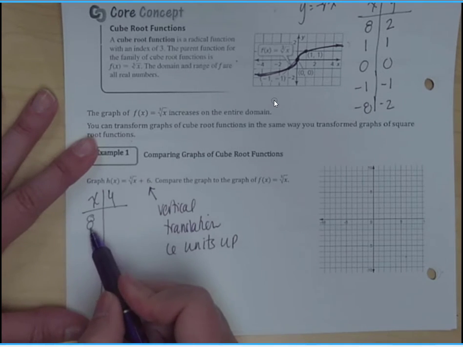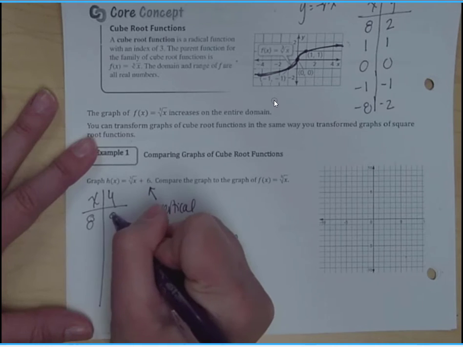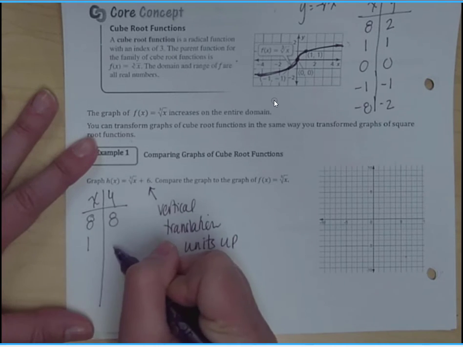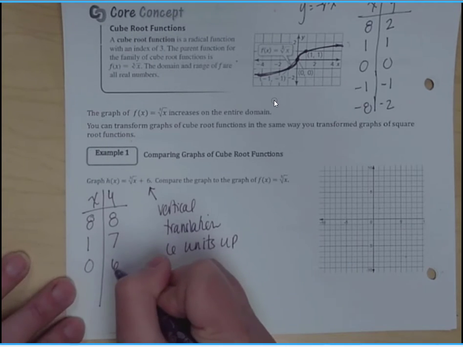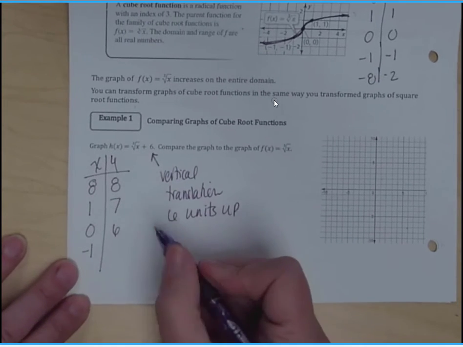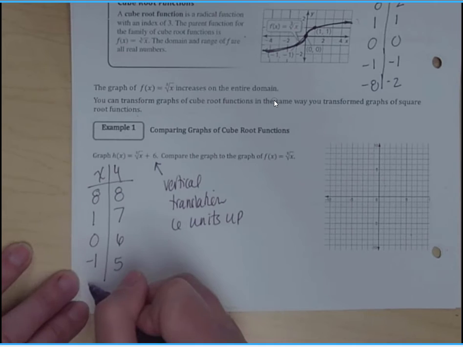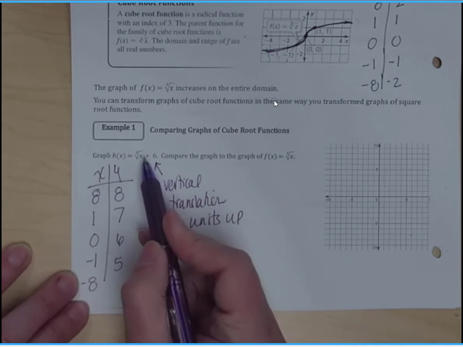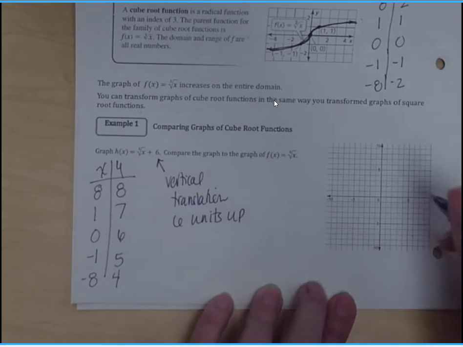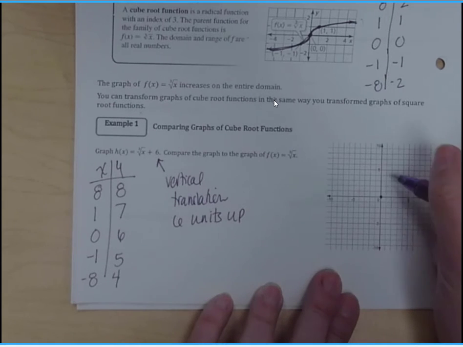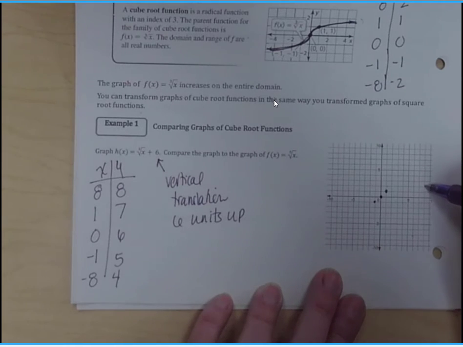So the cube root of 8 is 2 plus 6 is 8. Cube root of 1 is 1 plus 6 is 7. Cube root of 0 is 0 plus 6 is 6. Cube root of negative 1 is negative 1 plus 6 is 5. And the cube root of negative 8 is negative 2 plus 6 is 4. So we have our original function here. So I have 0, 1, 1, negative 1, and let's see, 8, 2, negative 8, negative 2.